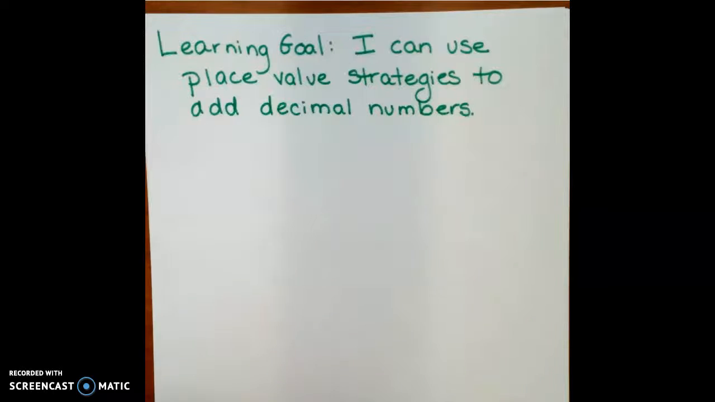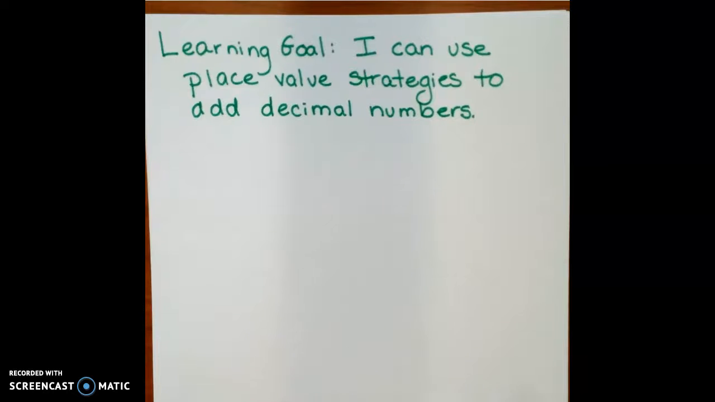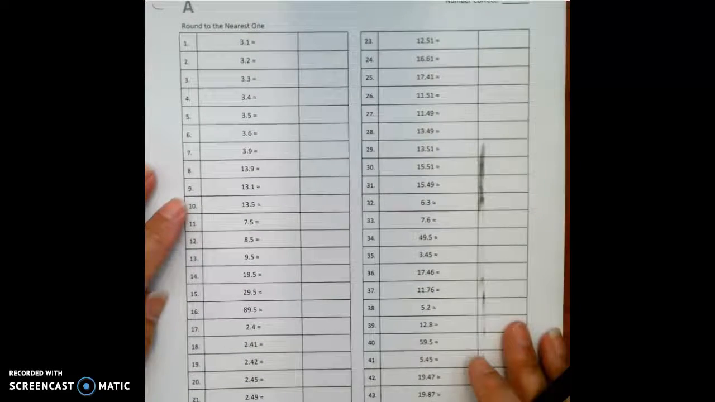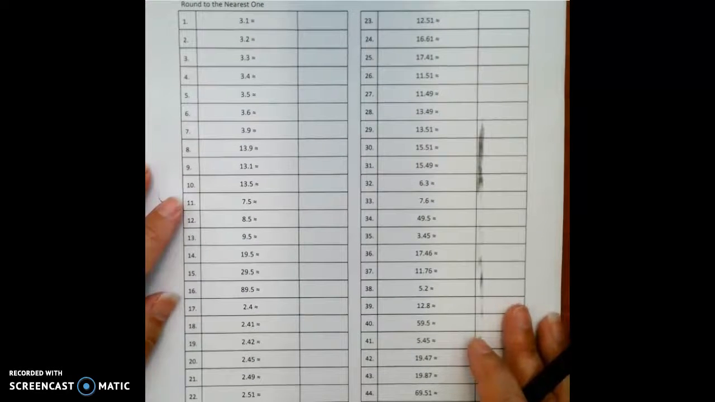Hi mathematicians! This week we're going to learn how to add decimal numbers using our place value strategies. So our learning goal is I can use place value strategies to add decimal numbers. So basically it's just making sure that we use our place value when we're adding. Before we do that, we're going to do a quick review of rounding decimal numbers.